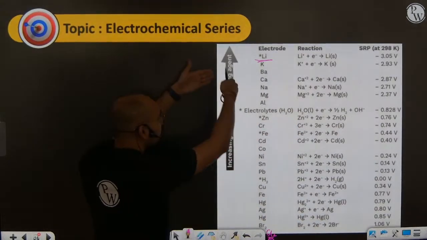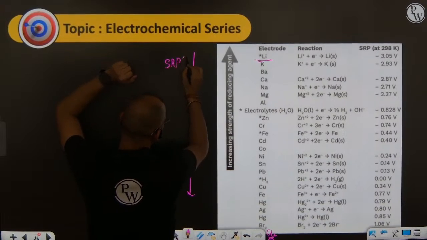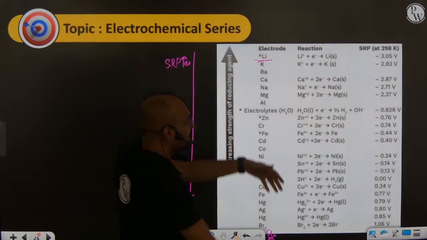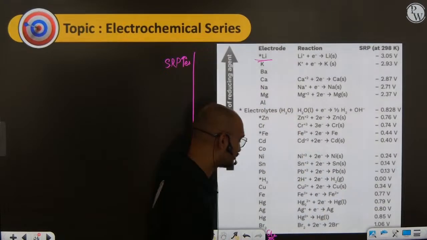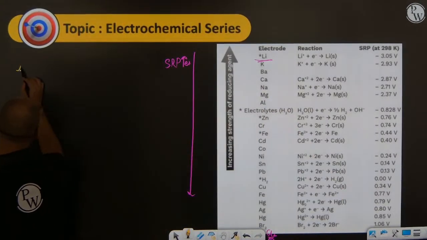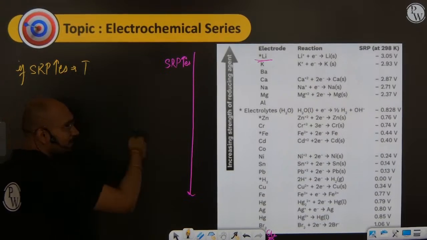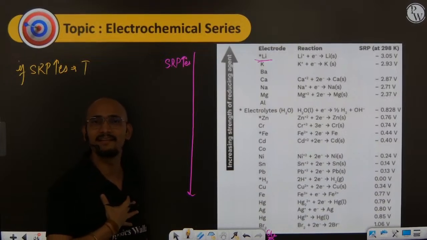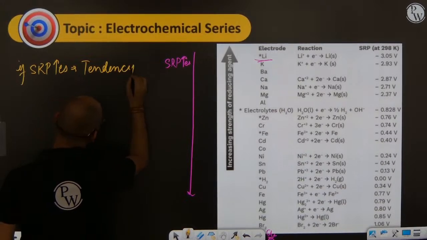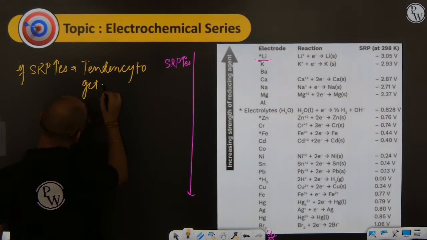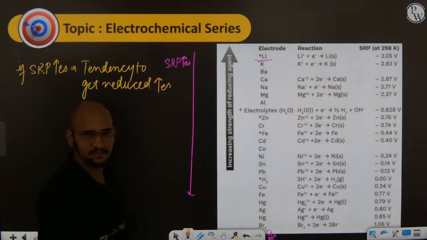So what we can say, as we are going from up top to down, SRP is increasing or decreasing? SRP increases. Acha, if SRP increases, what happens? If SRP increases, the tendency to get reduced increases. Standard reduction potential, so the tendency to get reduced also is more. Then tendency to get reduced increases.